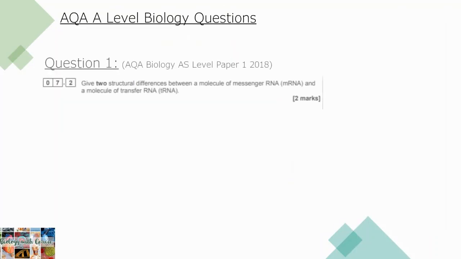Question 1: give 2 structural differences between a molecule of messenger RNA and a molecule of transfer RNA. We've discussed the structures of both these molecules and we know that there's a lot of differences between them. We can start by saying that mRNA is linear, it's a straight chain. That means that it doesn't have hydrogen bonds. Whereas tRNA is obviously a clover leaf structure and it does have hydrogen bonds and base pairing.